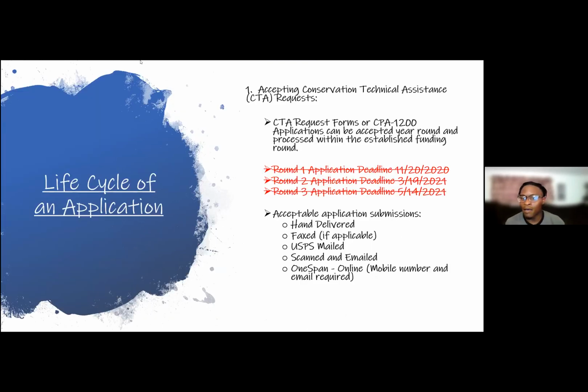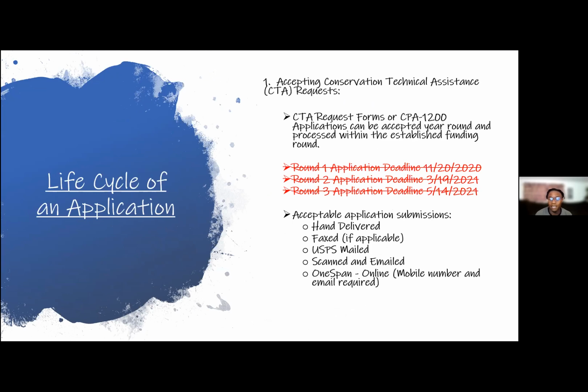So first we have, let's make this a bit smaller, shall we? Excellent. So accepting conservation technical assistance requests. CTA request forms or NRCS applications can be accepted year-round and processed within the established funding period of that particular fiscal year. So just some examples of that. The fiscal year is from October 1 to September 30th of each year. So we're actually coming to the end of fiscal year 2021 and going to start fiscal year 2022.